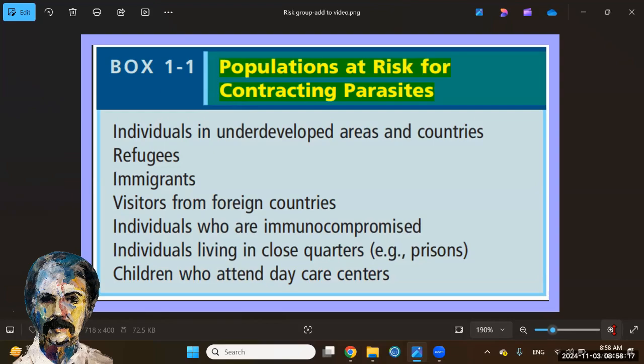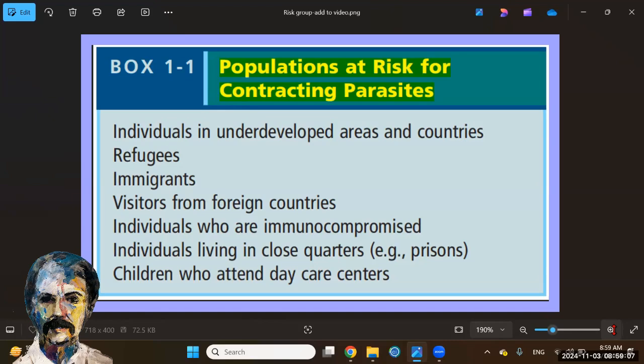Individuals living in close quarters, such as prisons, where you have lots of people. In prison, in jail, in one room, you might have 20 persons. One of them has an infection, like Enterobius. Give it a few months, and the others will get the infection. So those closed areas with crowded people inside are at risk. One is enough to spread it to all.